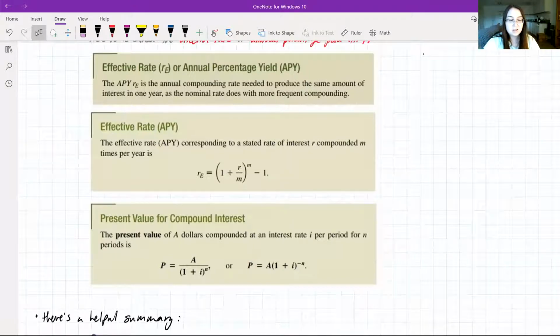We have the effective rate or the annual percentage yield, the APY, which is normally referred to as R with sub capital E, is the annual compounding rate needed to produce the same amount of interest in 1 year as the nominal rate does with more frequent compounding. Then we have that the equation for the effective rate, or the APY, corresponding to a stated rate of interest R compounded m times per year, is R sub E, or your effective rate, is equal to 1 plus R divided by m to the power of m minus 1.